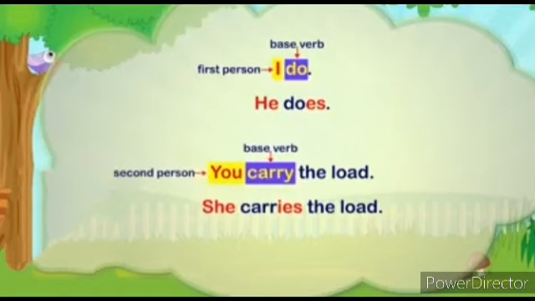In the second one, he shows the third person and the base verb is added with es, that is does. In the fourth sentence, she shows the third person and the base verb changes to carries, that is ies is added to the base verb.